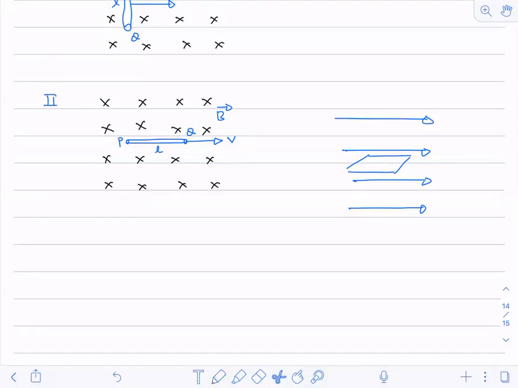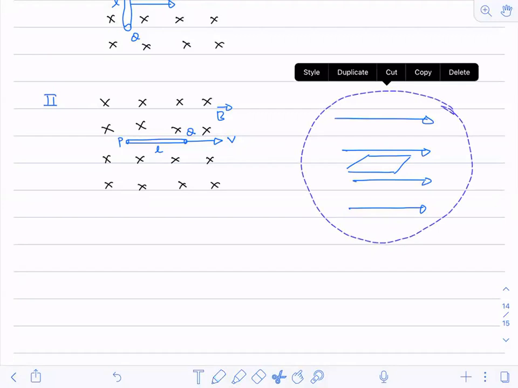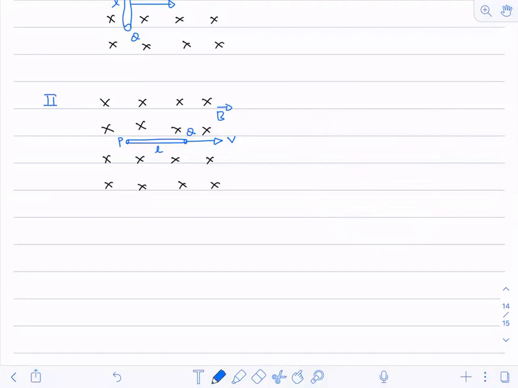So in this case, if the flux is zero, what is the induced EMF? What is the induced EMF in this case? Yes, it's zero.